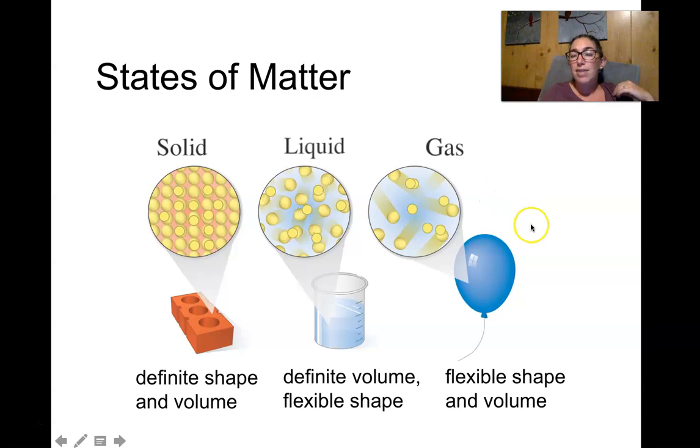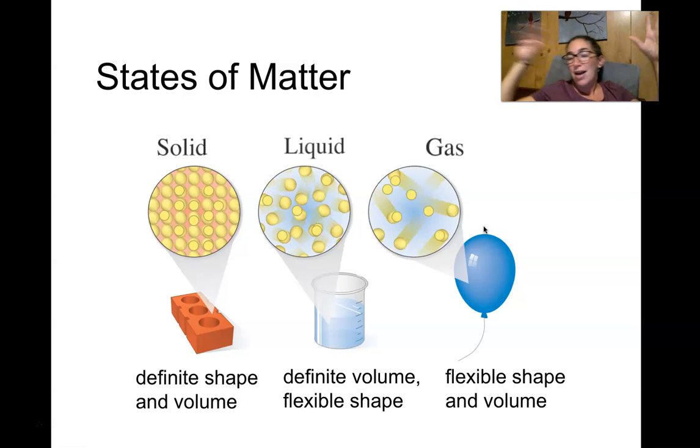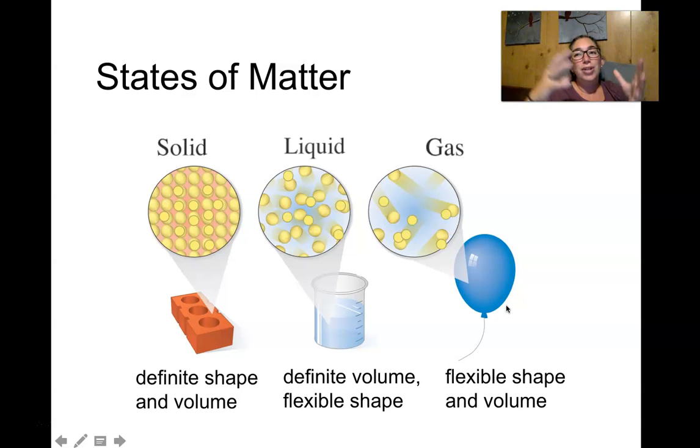And then lastly, you have the gas phase. In the gas phase, the molecules are pretty spread apart, and they're flying around really fast, bouncing off of each other. And because of that, gases are compressible. So they not only have a flexible shape, but also a flexible volume. If you took this balloon outside on a cold day, it would actually shrink. You can squeeze it and change the volume of that balloon.